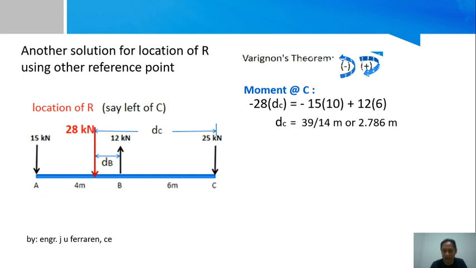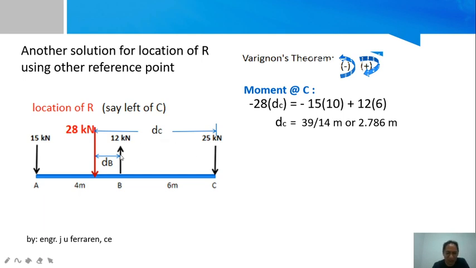39 over 14 or 2.786 positive. That means that the resultant is really found where? At the left of C. Well, it is true it is found left of C. But as to the value of 2.786, this is 6, no? So that would mean that the location of your R can only be at this location. Okay? Actually, it is in agreement with our previous answer.